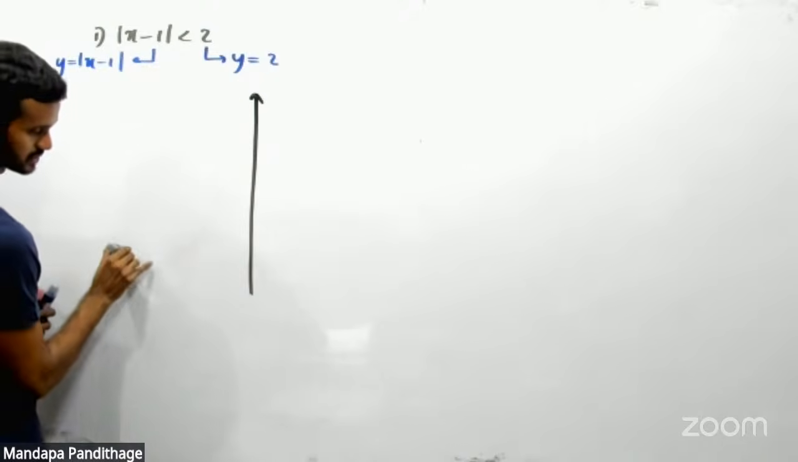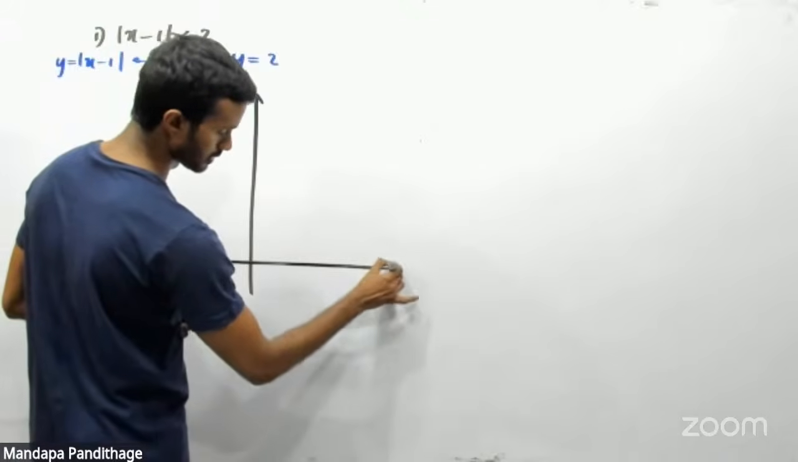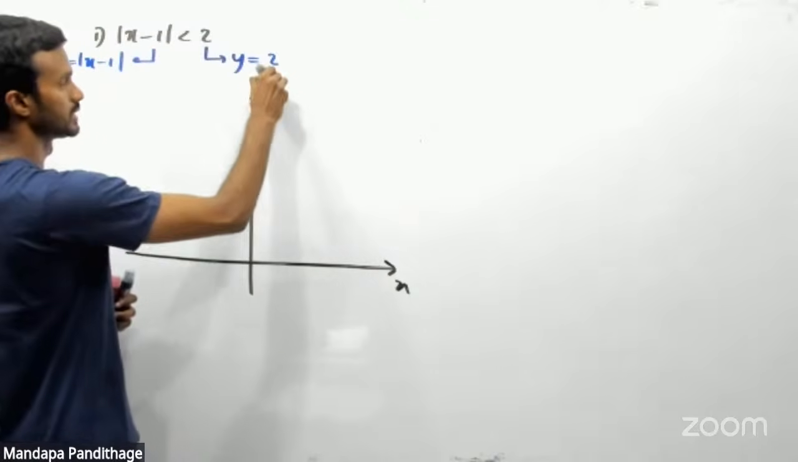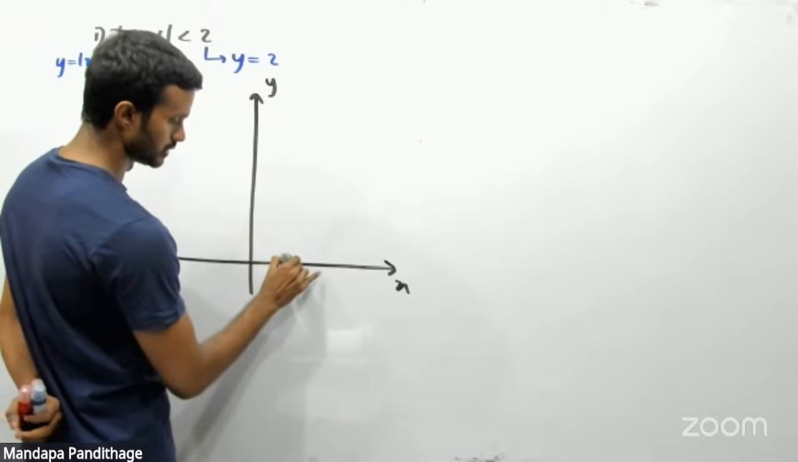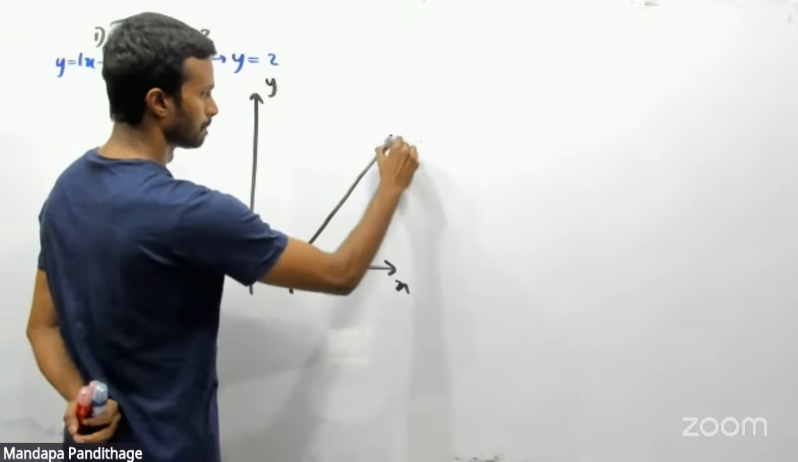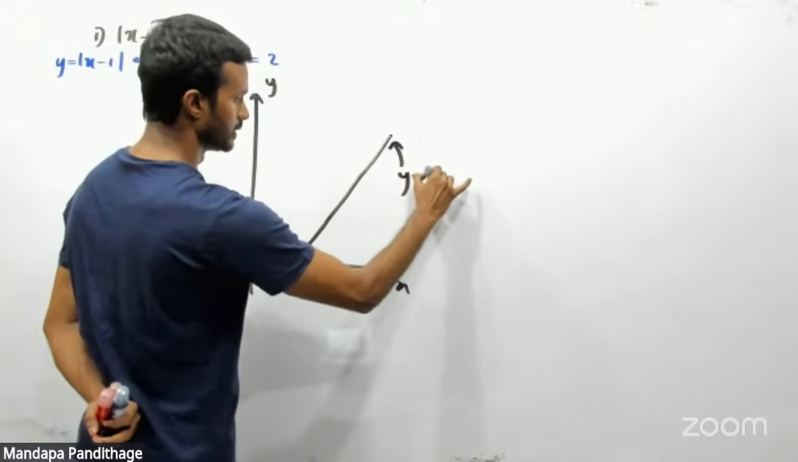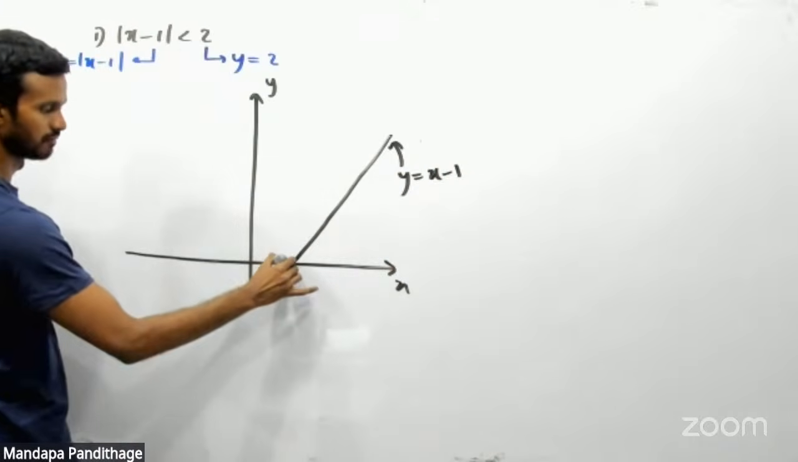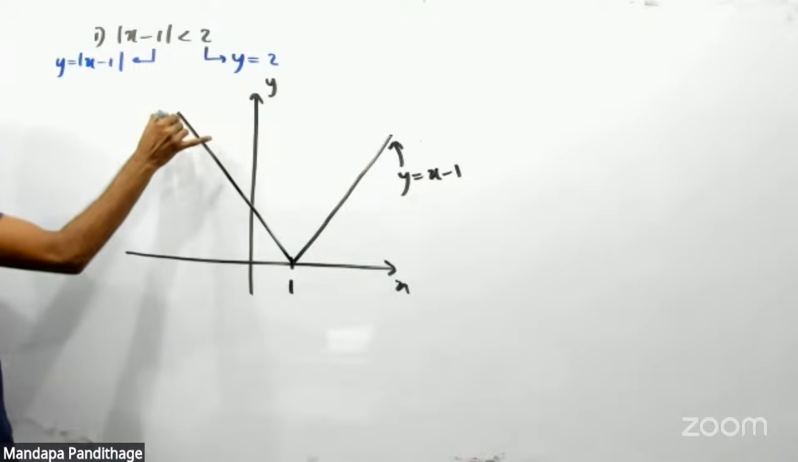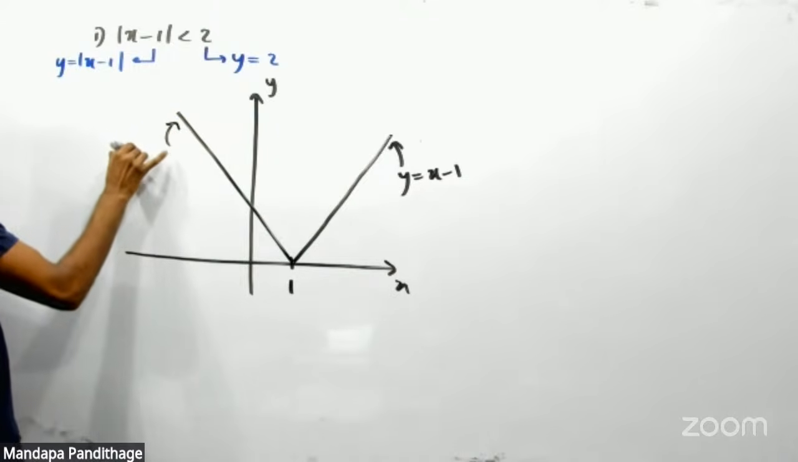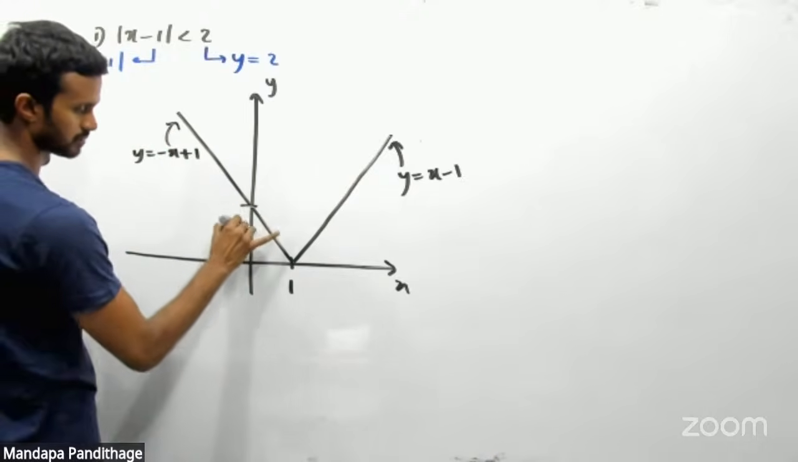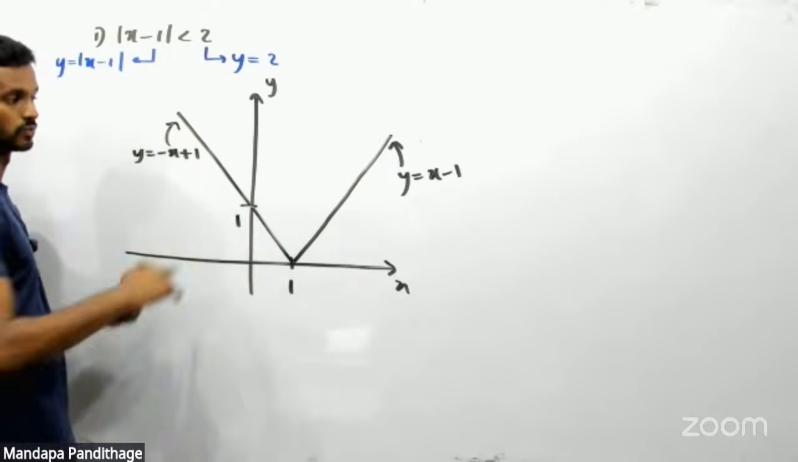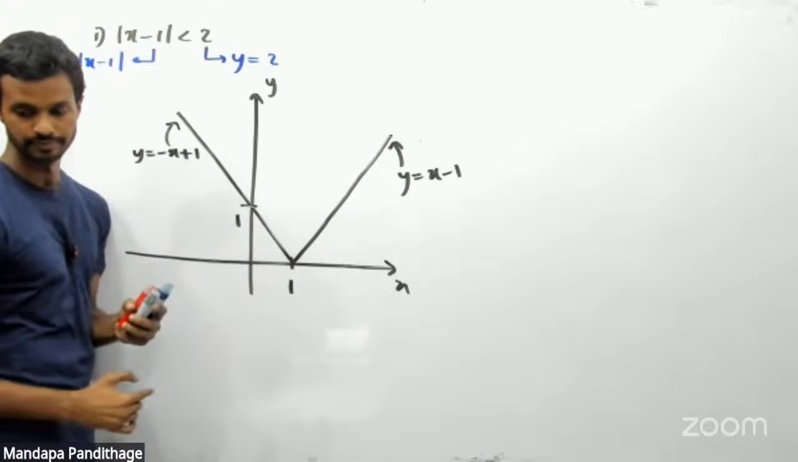So on the same Cartesian plane, draw the two graphs. I'll be drawing directly because we know it. Y equals modulus x minus 1 is the straight line going through this. This is y equals x minus 1, and here we have y equals minus x plus 1. So mark these points, the intercepts. Clear? So this is the graph of y equals modulus x minus 1. Clear?